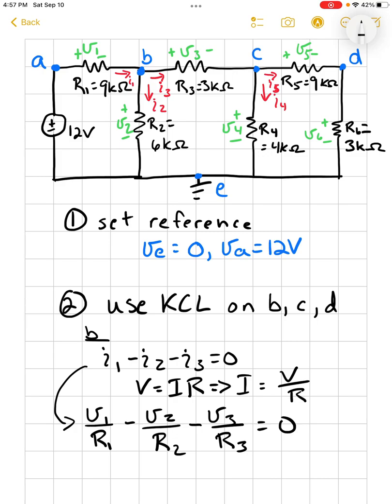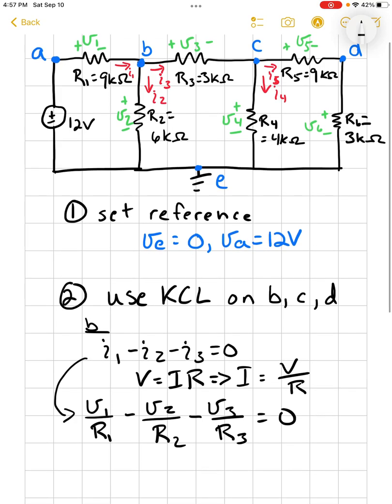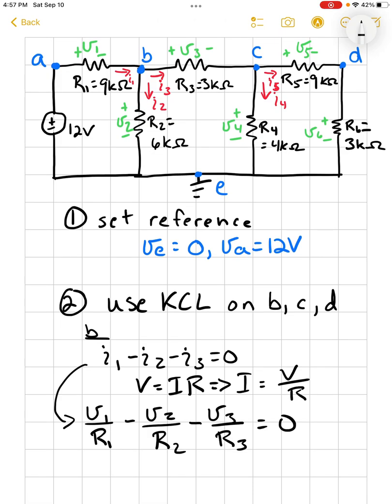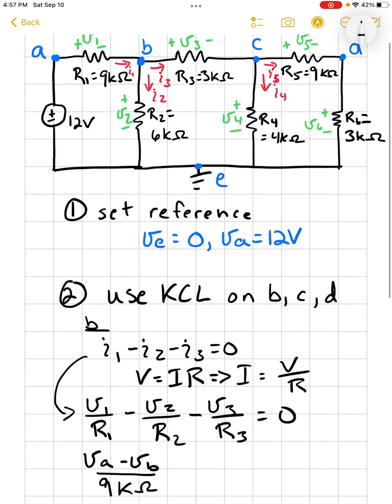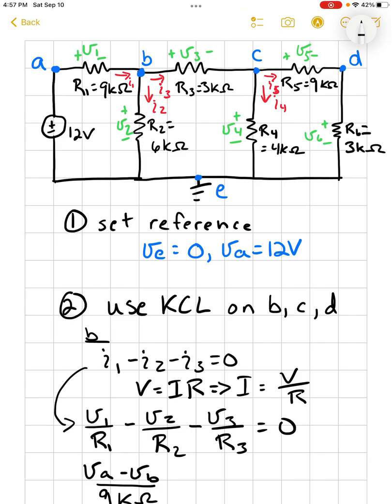Now, unfortunately, that's still not useful because we're looking for the node voltages. We can figure out what V1, V2, and V3 are as long as we have the node voltages. So we're going to rewrite this equation in terms of our node voltages, and I'm also going to insert my resistor values. So it's going to be VA minus VB over 9 kiloohms. Okay, so that part kind of makes sense. We're basically saying that there's a current passing from A to B through a 9 kiloohm resistor, and that's basically what I1 is, okay?